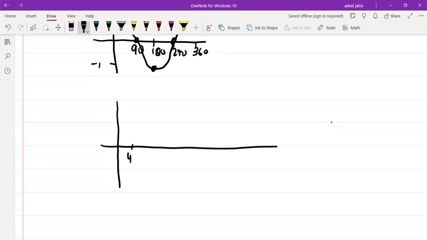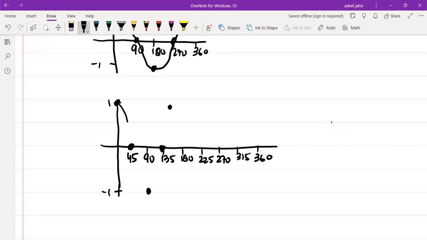So the first value is 45. Then we write 90, then 135, 180, then 225, 270, 315 and 360. Still, the maximum value is 1 and the minimum value is minus 1. So can I say cos 0 should be 1, cos 45 should be 0, cos 90 should be minus 1, cos 135 should be what? 0, cos 180 should be 1. So that means the graph goes like this.